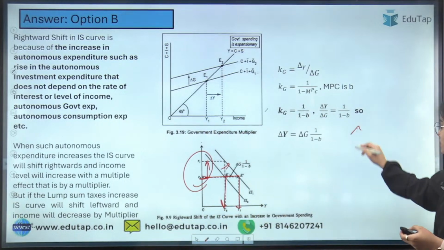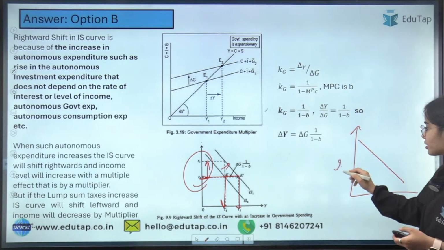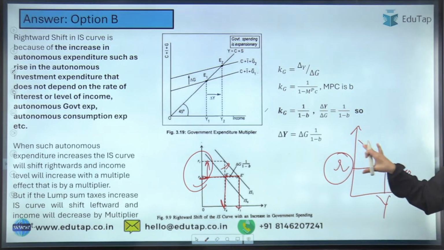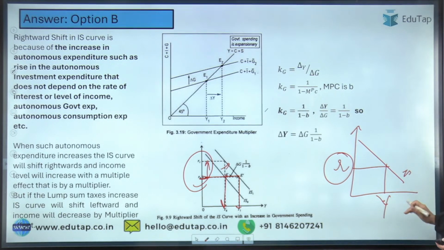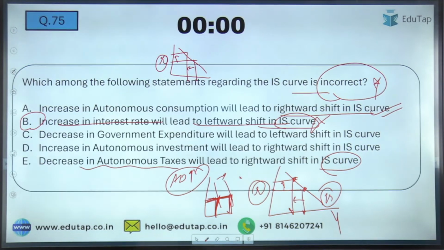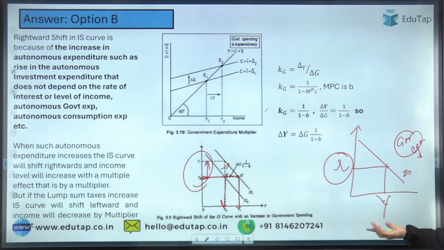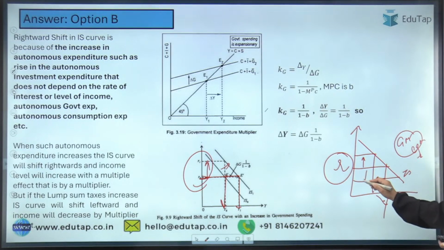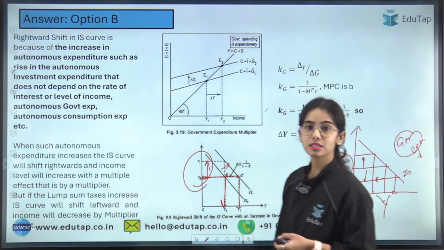The IS curve shows the combination of rate of interest and level of income where the goods market is in equilibrium. So that is the idea of the IS curve. Okay. So if the rate of interest is increasing, your level of income will decrease. If the rate of interest is decreasing, your level of income will increase.